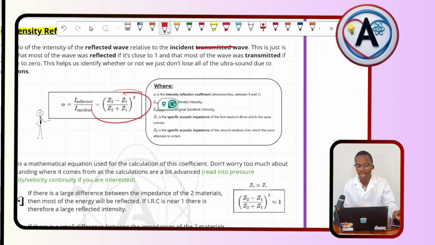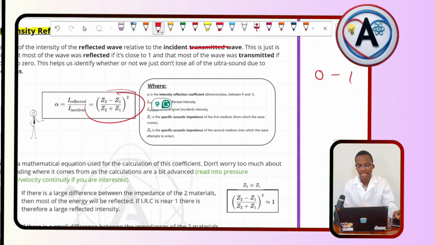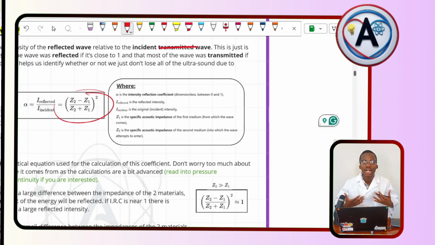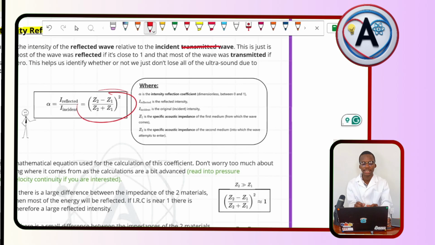The ratio lies between 0 and 1. It doesn't have a dimension. So if you're close to 1, it implies that almost all the wave was reflected. If you're close to 0, it implies very few of the wave was reflected. Most of it was actually transmitted. So that's why we need such a ratio that quantifies how much of the wave has been reflected, because we're very interested in the wave that has been reflected.